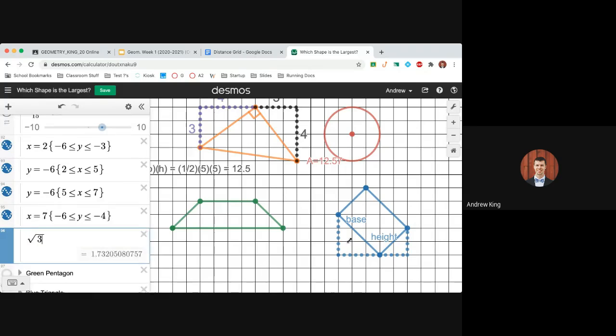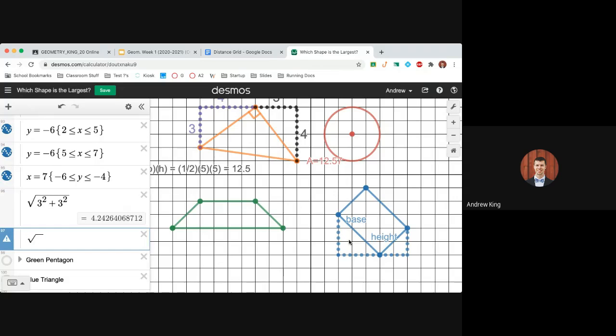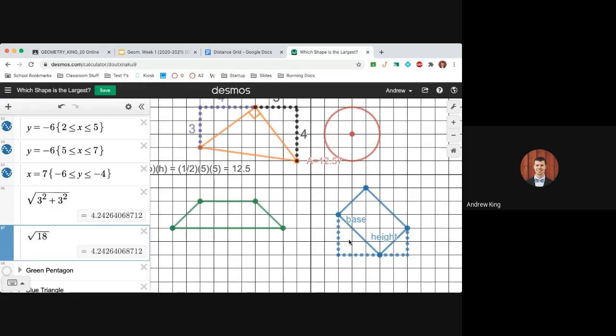I'm going to do 3 squared plus 3 squared. 3 squared is 9, so 9 plus 9 is 18. So I'm going to leave this in the exact form for now. The base is the square root of 18. Square root of 18 is the base.